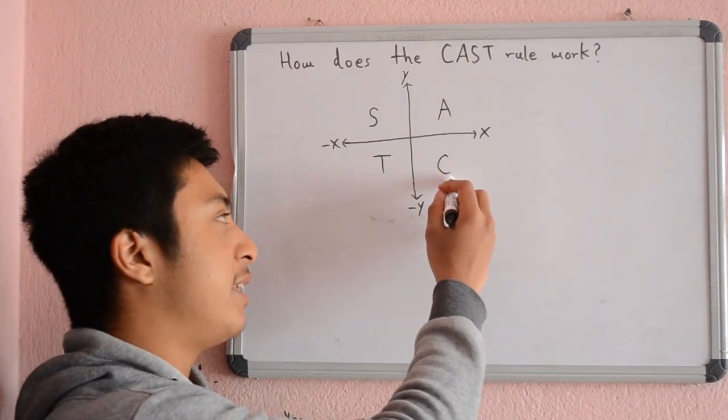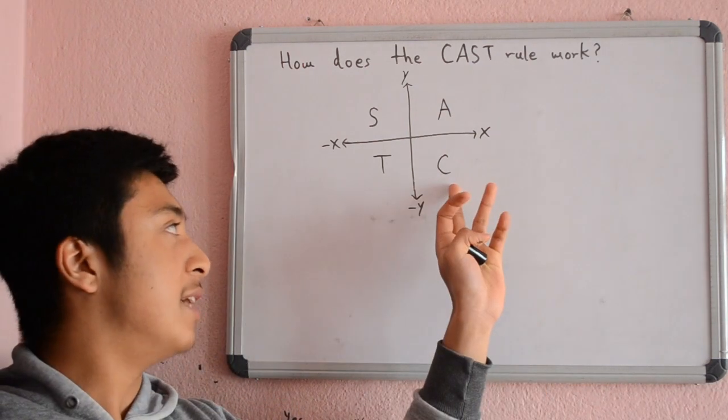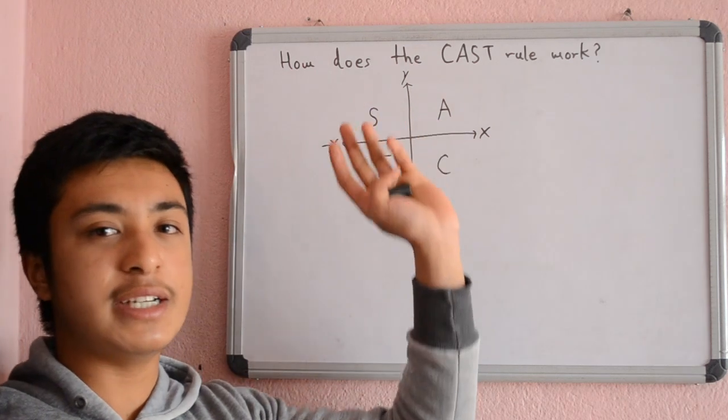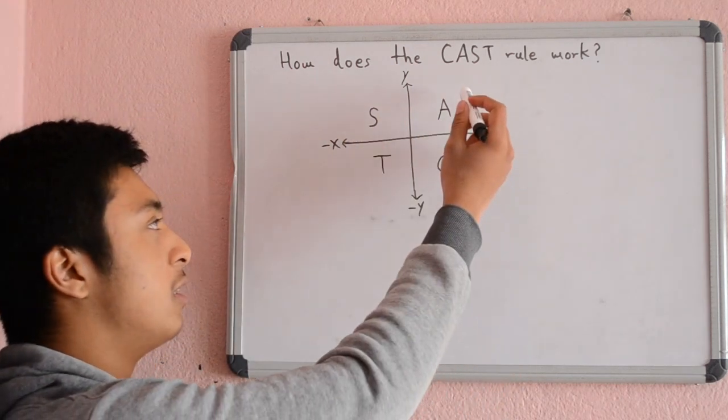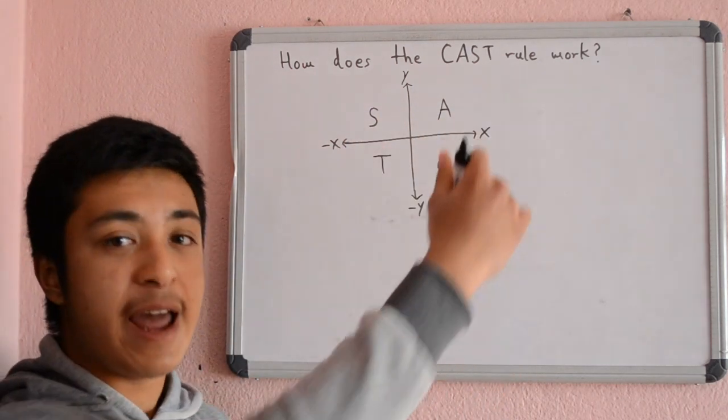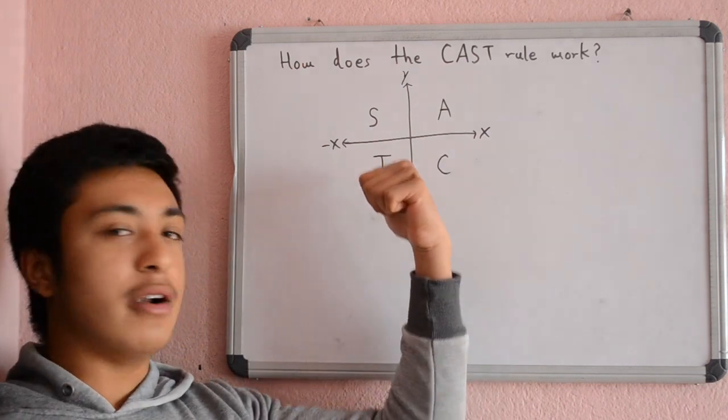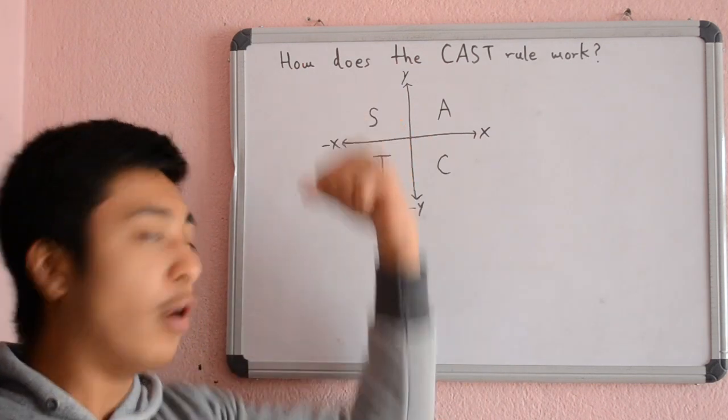Why are cos and sec positive in the fourth quadrant, sine and cosec in the second quadrant, and why is everything positive on the first quadrant, and tan and cotangent are positive on the third quadrant?